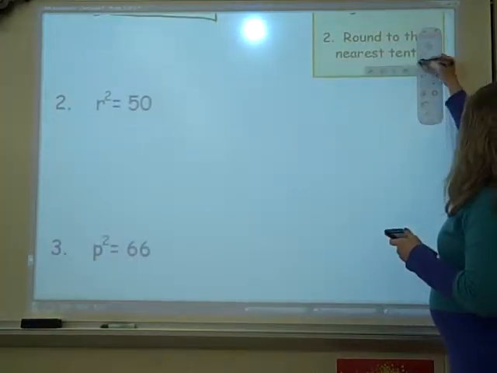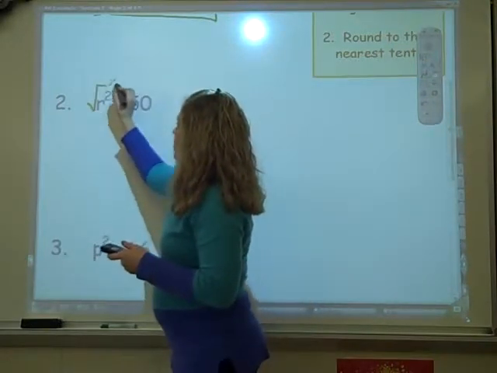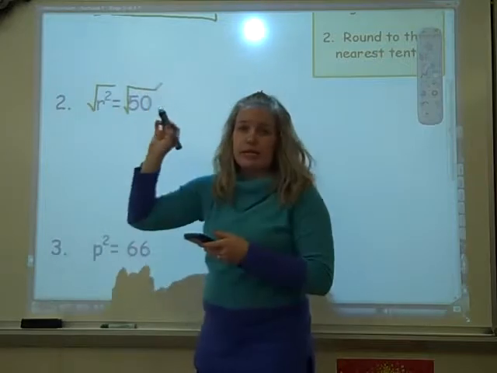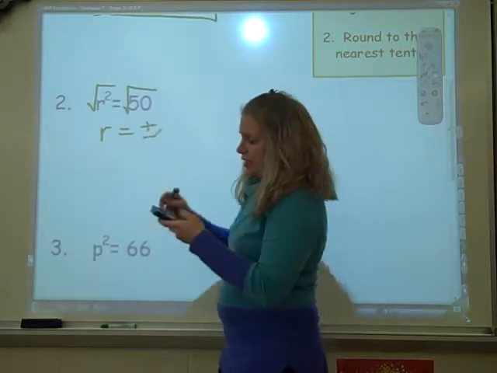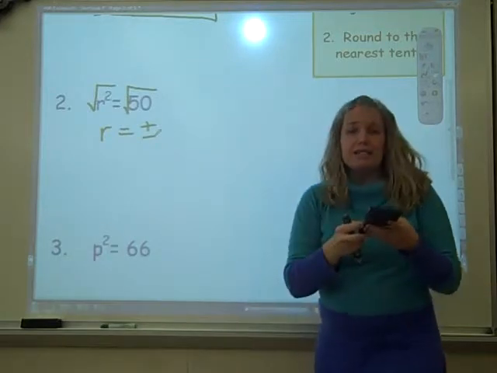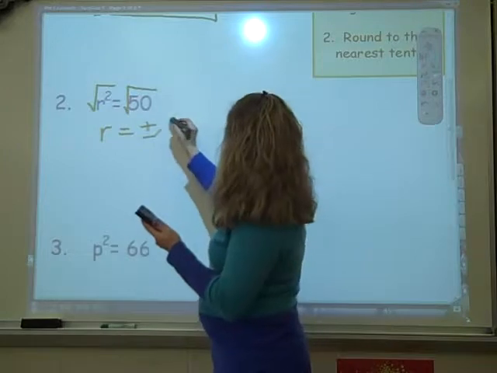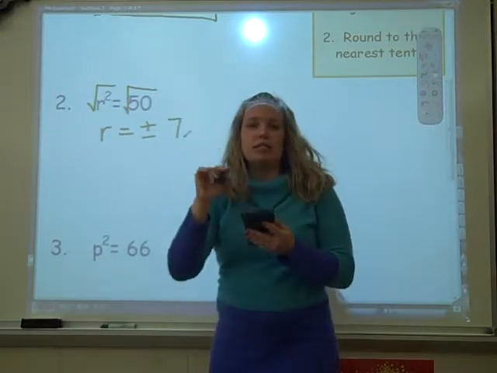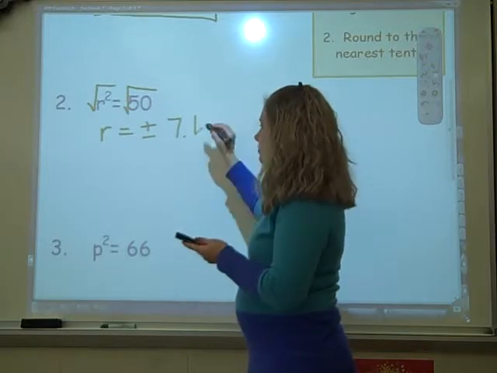Okay, number 2. r squared equals 50. To undo the squared, you take the square root to both sides. r will equal both the positive and negative. If you take the square root of 50, it's not a perfect square, so you're going to have to round. You're going to get 7.07. That 7 makes the 0 go up, so it's 7.1.